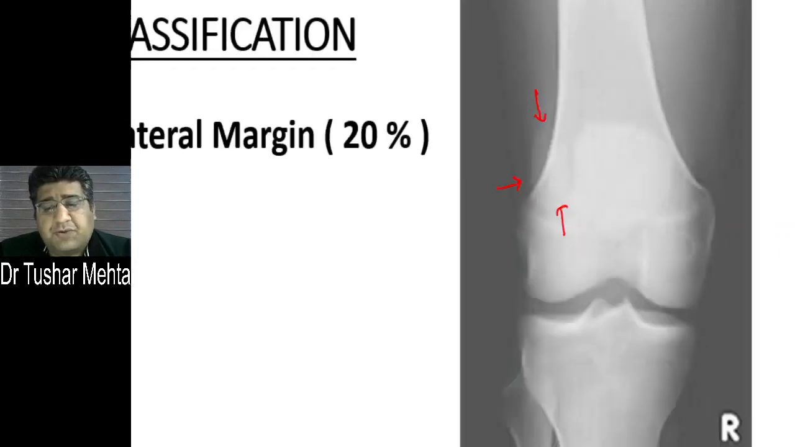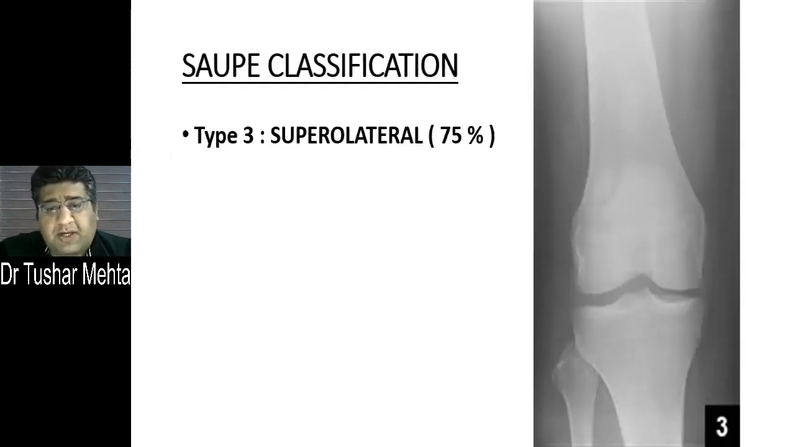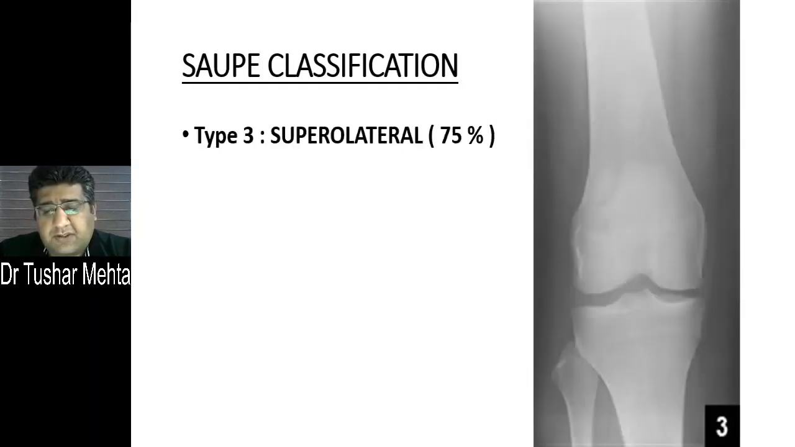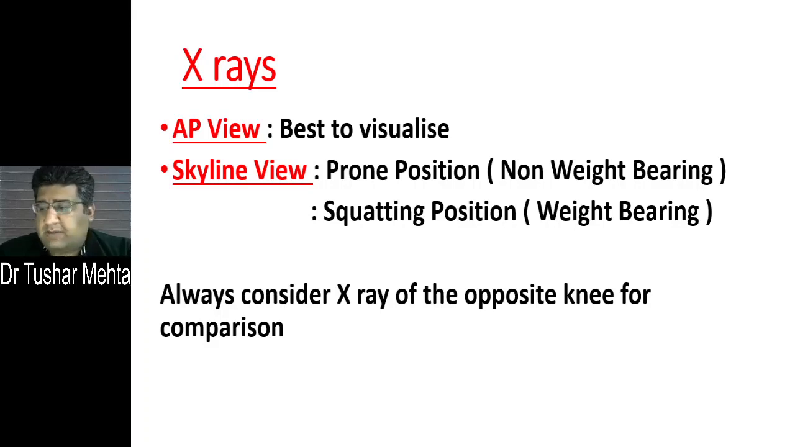And now I'll show you type 3, which is the most common type, seen in 75% of the cases. Now, lateral is different. Supralateral, if you see, this is supralateral. This is supralateral. So this is basically type 3. You understand my point? This is the most common. The best way to identify is always on X-ray. There is no confusion at all.